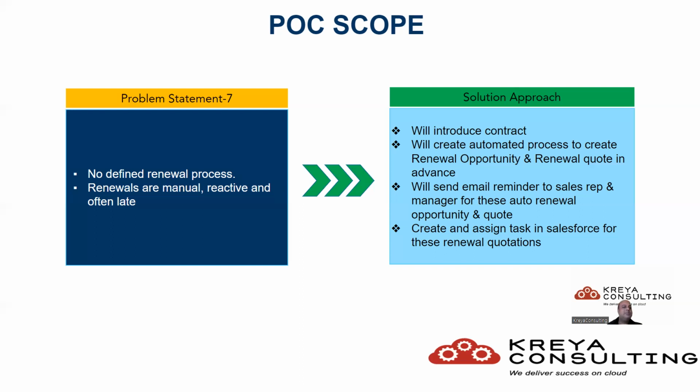So how can you solve this particular problem? The problem statement, again I'm repeating: they do not have a defined renewal process. They are doing all renewals manually. They need to wait for each renewal, and then they keep monitoring it again and again. It's time consuming, and sometimes they leave or forget a renewal, and because of this delay and late process, they are losing their revenue, they are losing their money.